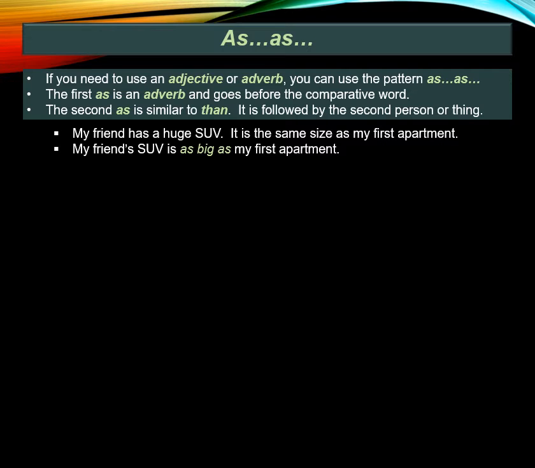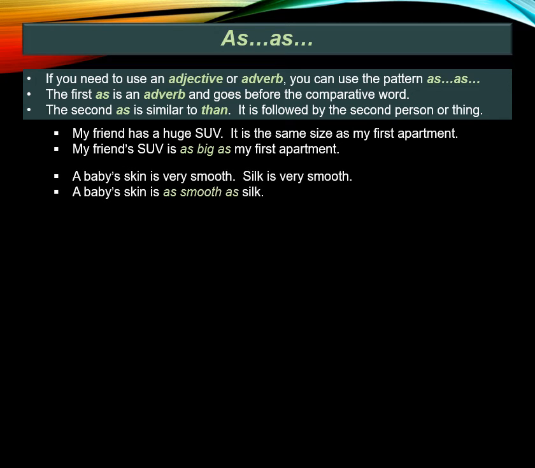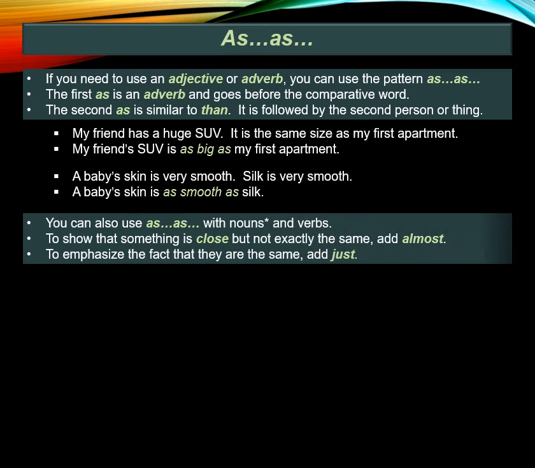So, my friend has a huge SUV. It's the same size as my first apartment. My friend's SUV is as big as my first apartment. A baby's skin is very smooth. Silk is very smooth. A baby's skin is as smooth as silk. You can also use as something as with nouns and verbs. To show that something is close but not exactly the same, add almost. To emphasize the fact that they are the same, use just.